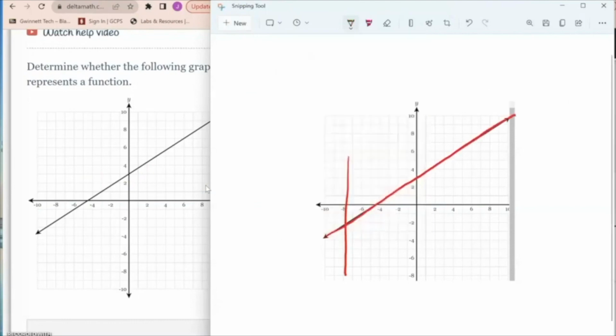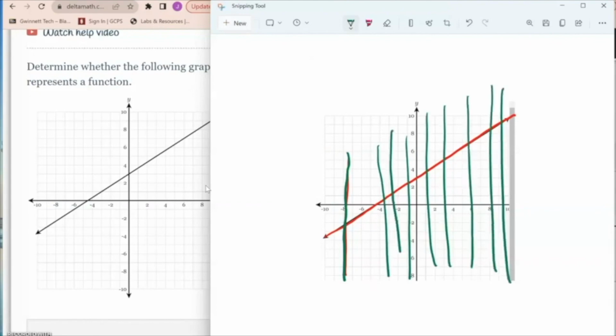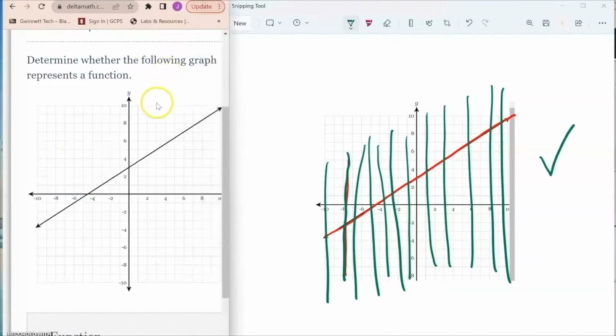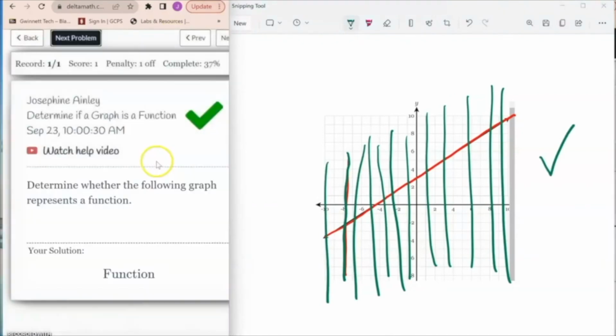So does at any point this green line go past this red line 2 times? Like, does it hit the red line 2 times? If I just do a vertical line everywhere, does it pass it more than 1 time? It does not. So this one is a function. All right, I am going to find an example which tells me it's not a function. So just hang tight real quick. I'll do another example.